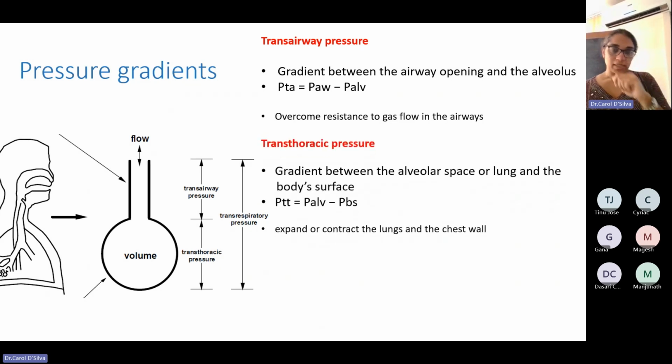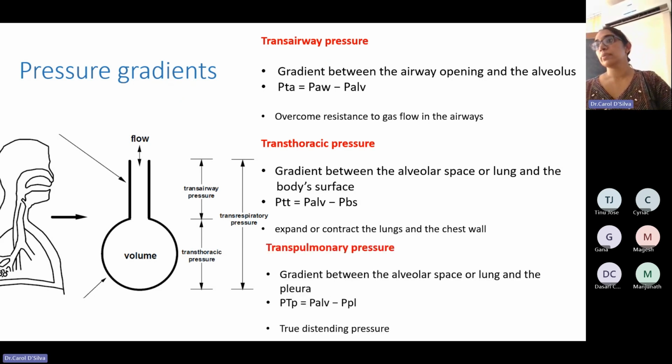Next thing is transthoracic pressure. So transthoracic pressure is nothing but the gradient between the alveolus and the body surface or the chest wall. Okay, so when you're giving some amount of pressure in order to distend the lung, it's not just the lung that's distending. Also, the chest wall is also distending. Okay, so this is another important concept that you know. So that if you want the lung to expand, you're expecting the lung plus the chest wall both to expand together. And this pressure gradient is called your transthoracic pressure.